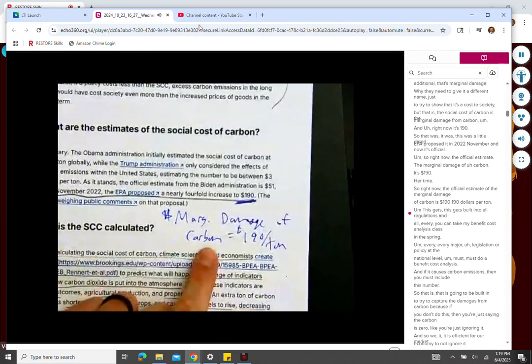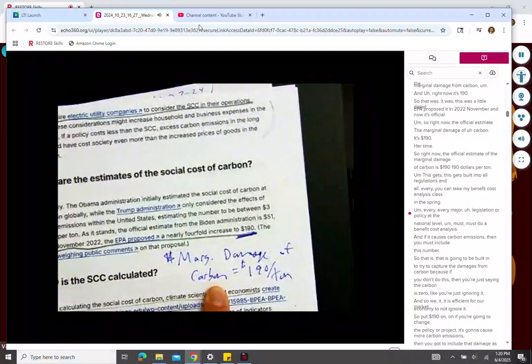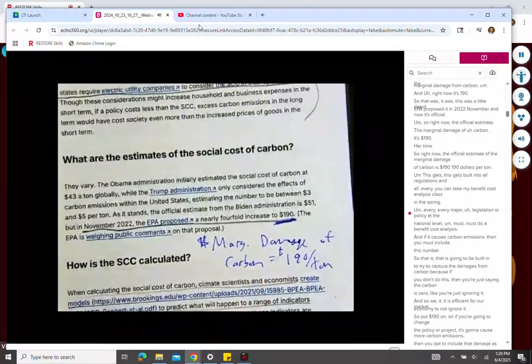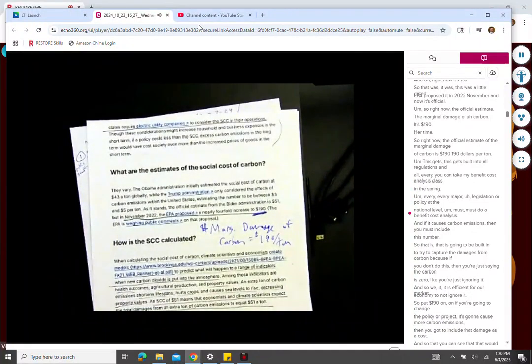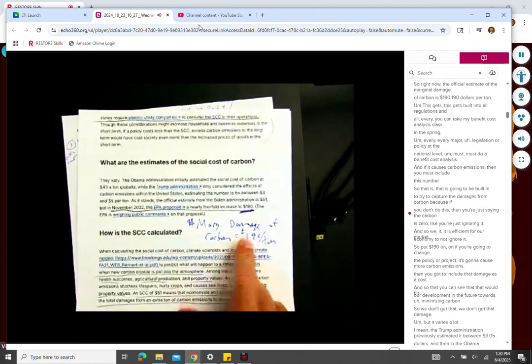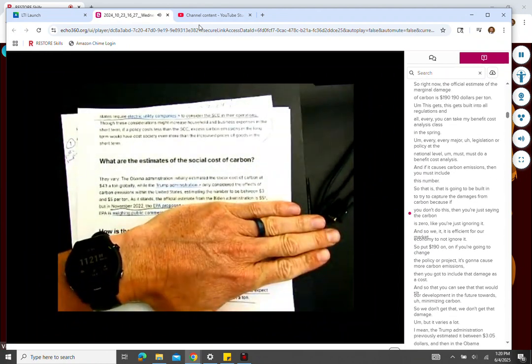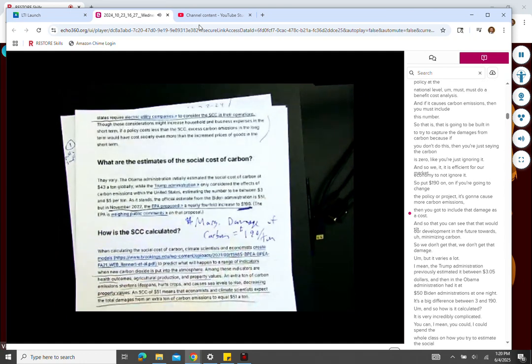This gets built into all regulations, and you can take my benefit cost analysis class in the spring. Every major legislation or policy at the national level must do a benefit cost analysis, and if it causes carbon emissions, then you must include this number. That is going to be built in to try to capture the damages from carbon, because if you don't do this, then you're just saying the carbon cost is zero, like you're just ignoring it. And so it is efficient for our market economy to not ignore it. So put $190 on it: if you're going to change some policy or project and it's going to cause more carbon emissions, then you have to include that damage as a cost.